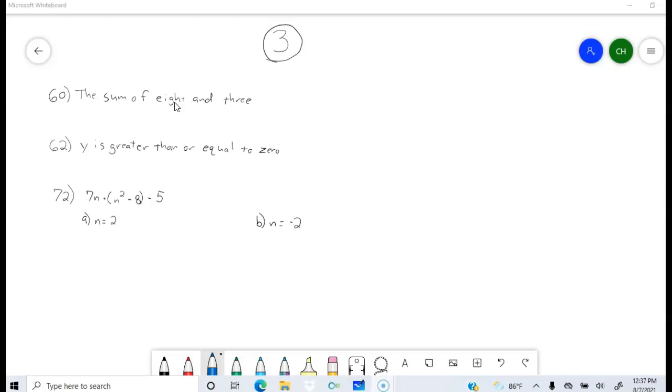Okay, number 60 wants us to translate each word phrase into an algebraic expression or relation. So the sum of 8 and 3, key words are mainly the sum, 8, 3. We know we're going to use those. The sum of 8 and 3 is simply 8 plus 3. Y is greater than or equal to 0. Just like it says, y is greater than or equal to 0.